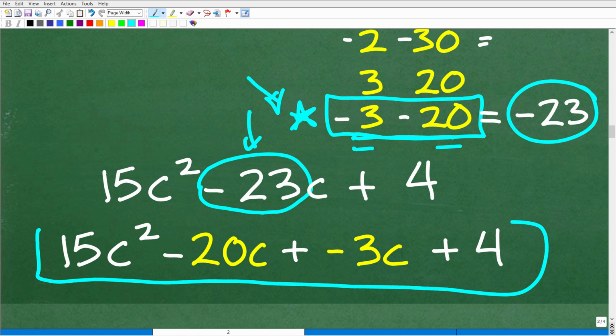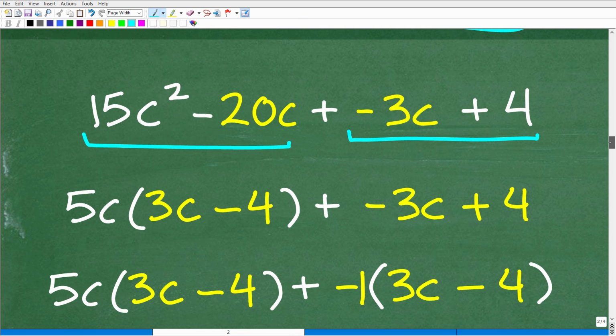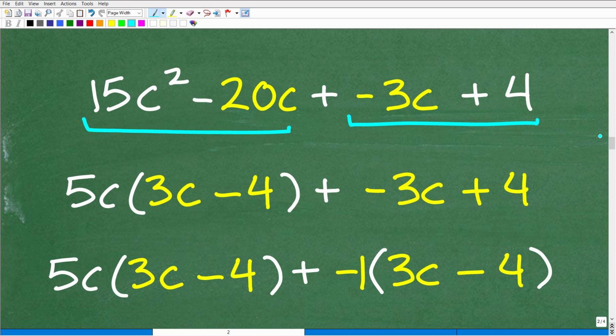So now we're going to take this and do some group factoring. Here is the problem with our negative 20c and negative 3c, and we're going to break this up into two groups, mentally speaking. The first two here and the last two here, and we're going to factor out the GCF of each. Now, I know a lot of you are thinking, this is a lot of work. It's not that difficult once you practice this, and oftentimes this is easier than the guess and check method.